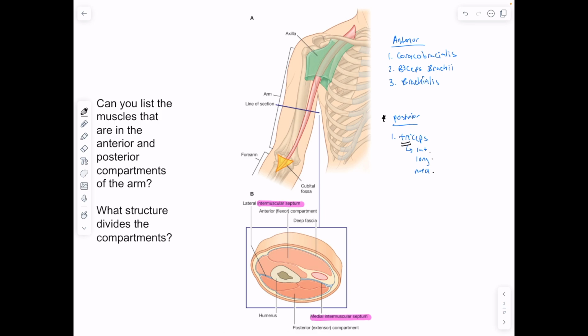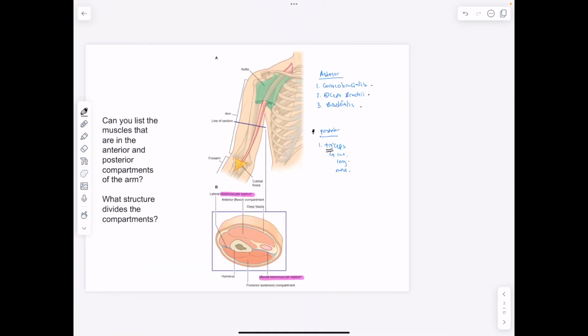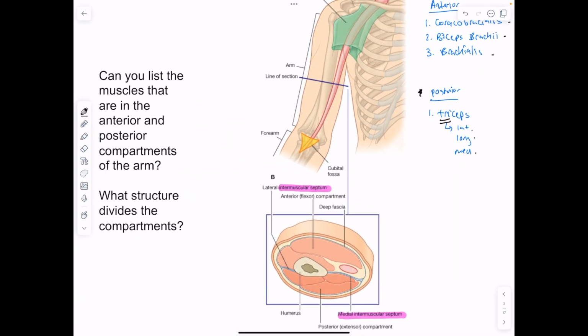And then the anterior parts, we have the coracobrachialis, the biceps brachii, and the brachialis. And we said that the anterior part is innervated by the musculocutaneous nerve, right? C5 through C7. Great. And what divides the anterior from the posterior part? We have the medial intermuscular septum right here, and we have the lateral intermuscular septum right here. So, intermuscular septum.